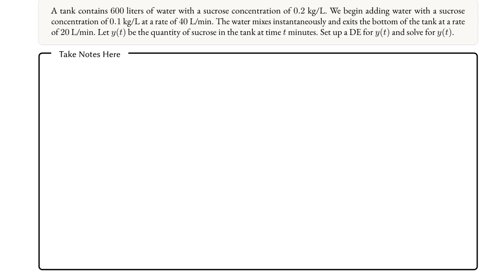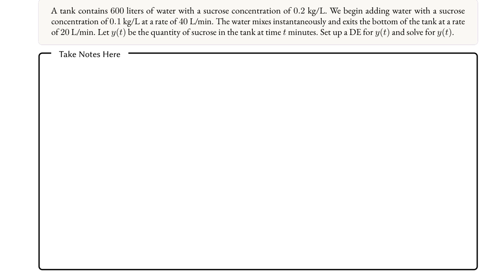Another example. A tank contains 600 liters of water with sucrose concentration of 0.2 kg per liter. We begin adding water with a sucrose concentration of 0.1 kg per liter at the rate of 40 liters per minute. The water mixes instantaneously and exits the bottom of the tank at the rate of 20 liters per minute. Let y of t be the quantity of sucrose in the tank at time t minutes. Set up the differential equation for y of t and solve it.